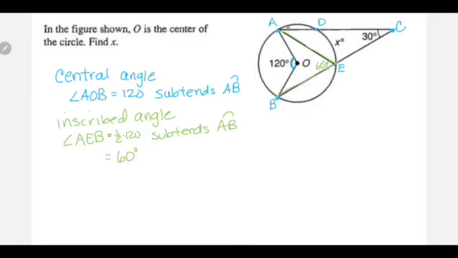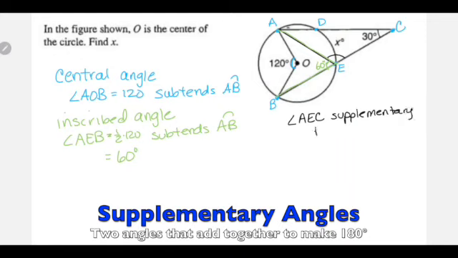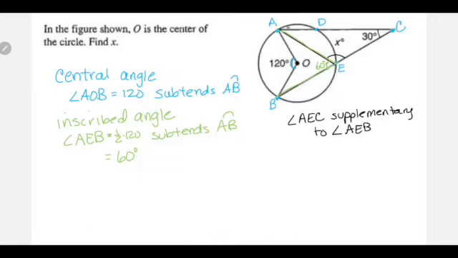The next step, we're going to go ahead and find the measure of angle AEC, which we know is a supplementary angle. Angle AEC is supplementary to the angle AEB, and therefore they're going to add up to be 180. So we know that AEC plus AEB, which is 60, is going to give us 180. And so we could say that the measure of angle AEC is equal to 120 degrees. I'm going to go ahead and write that in.